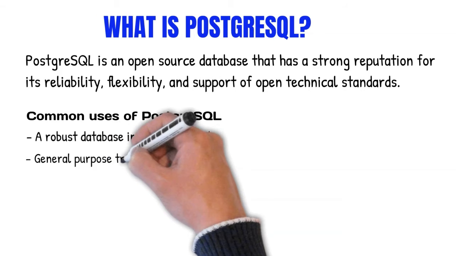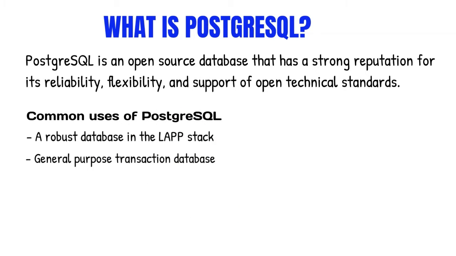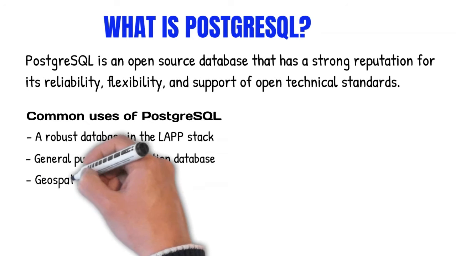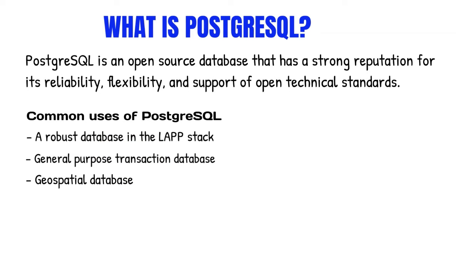Secondly, it's a general-purpose transaction database. Large corporations and startups use PostgreSQL as a primary database to support their applications and products. Because it's open source, they can save on license costs. Thirdly, as a geospatial database. PostgreSQL with the PostGIS extension supports spatial databases for geographic information systems.